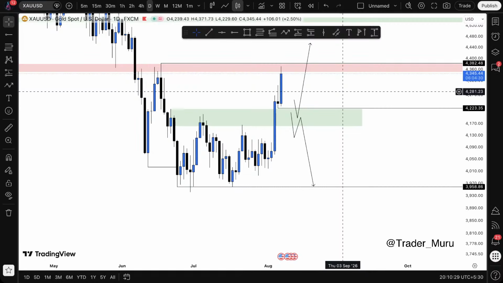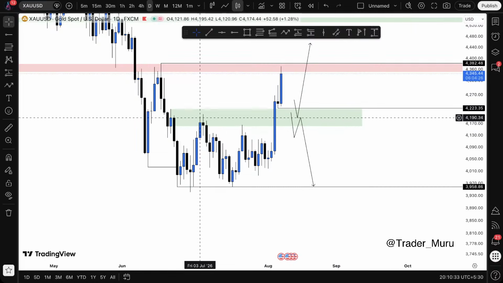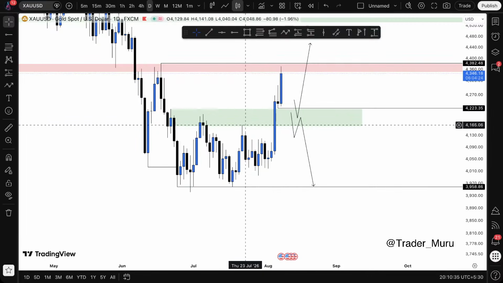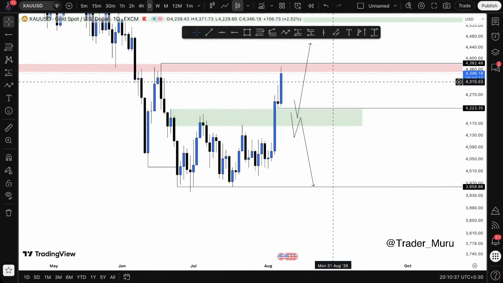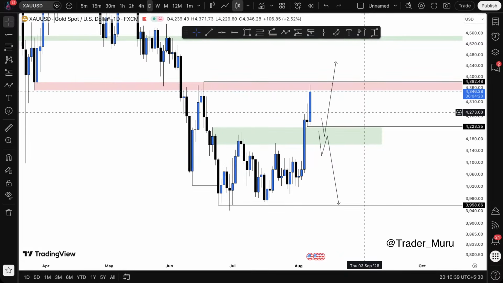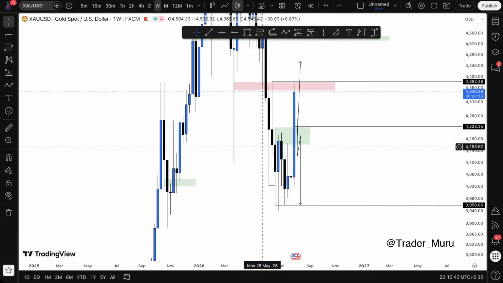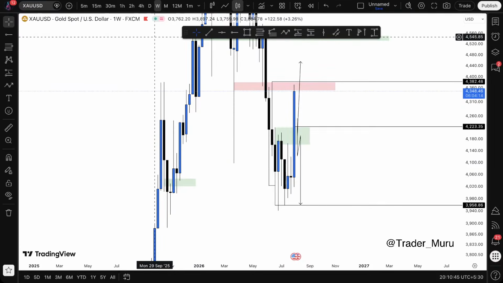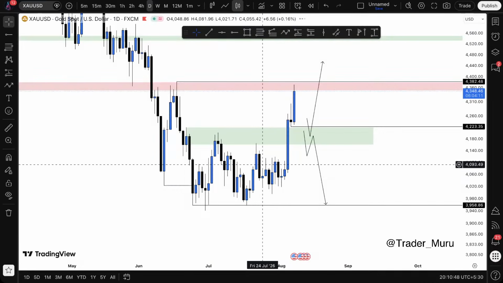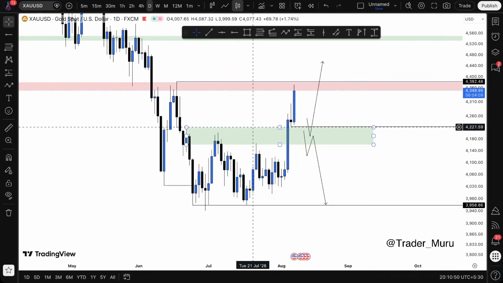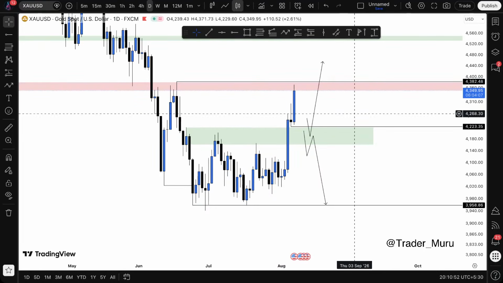Brother, can we enter from 4200 buy for the swing buy setup? Yes, we will watch it. If we get a 1 hour change of character at this level, we will be watching for buy. We will turn bullish. If we get a weekly closing above 4111 and a daily time frame confirmation here, then we will be watching for buy.